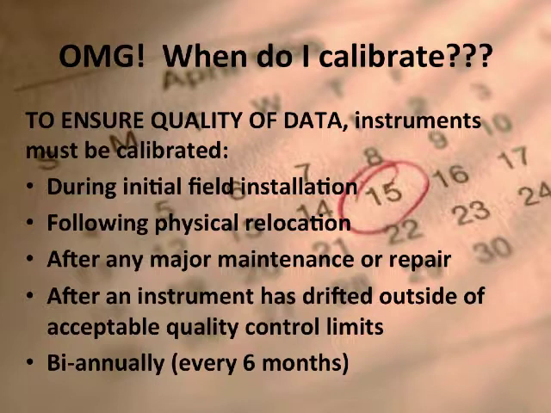So when should you be doing your calibrations? To ensure the quality of data across our state and our monitoring network, you want to make sure you're calibrating your analyzers when you initially install them in the field, following physical relocation if you've moved the analyzer, after any major maintenance or repair, if it's drifted outside your acceptable quality control limits, or biannually or every 6 months.